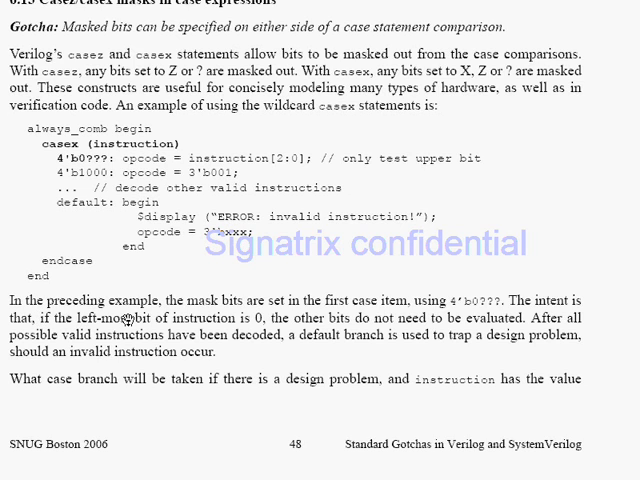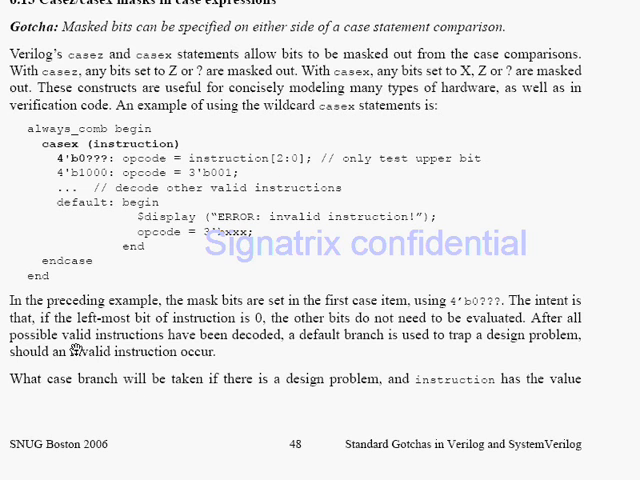So in the preceding example, the mask bits are set in the first case item. So you are not bothering about these bits. So you have masked these bits. The intent is that if the leftmost bit of the instruction is 0, the other bits do not need to be evaluated. So first your simulator will see this bit, that is the MSB. If it is 0, your simulator will not look at anything else. It will not evaluate other bits, so directly it will evaluate this opcode equal to instruction[2:0].